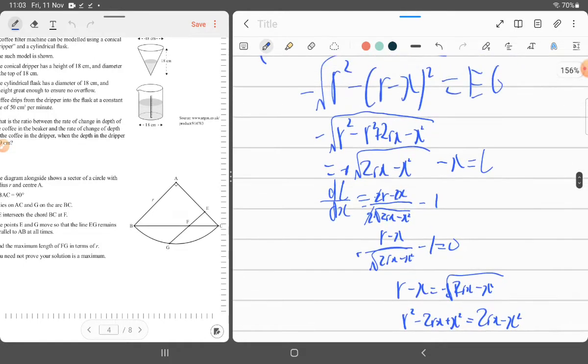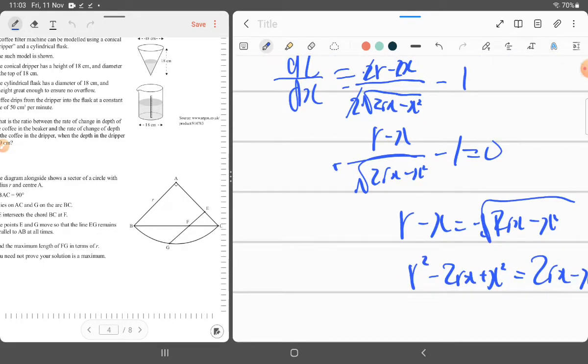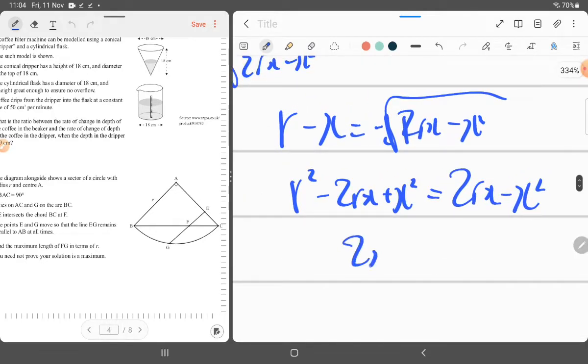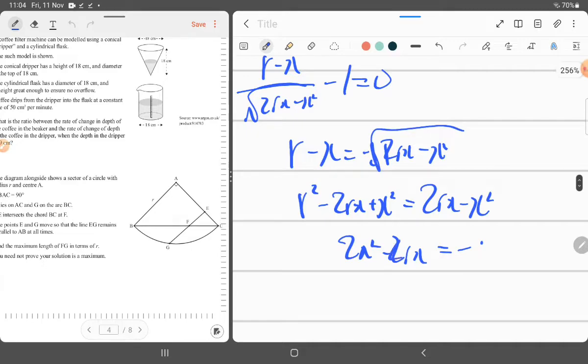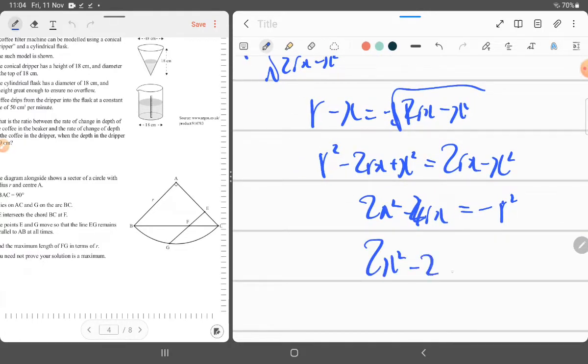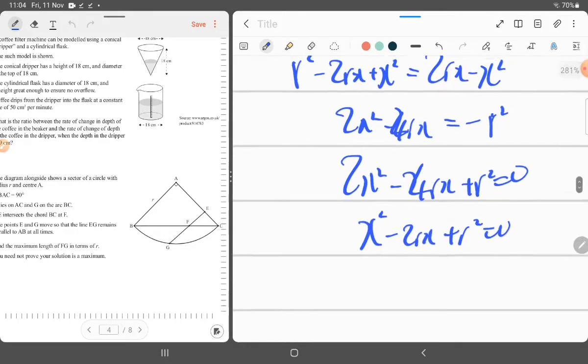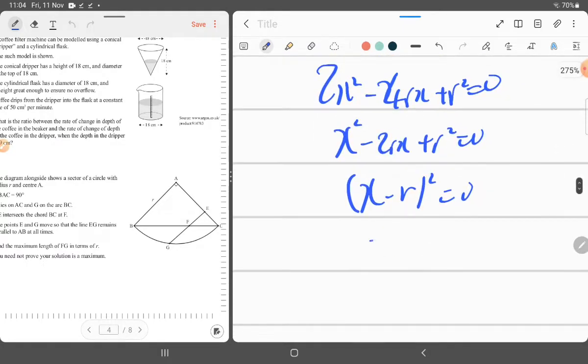Is it supposed to be? I don't think. Did I get... I can't tell yet where I went wrong. Right, so we solve x in terms of r, so 2x squared minus 2rx is equal to negative... Oh no. Minus 4rx is equal to negative r squared. Wait, this is saying x is equal to r.